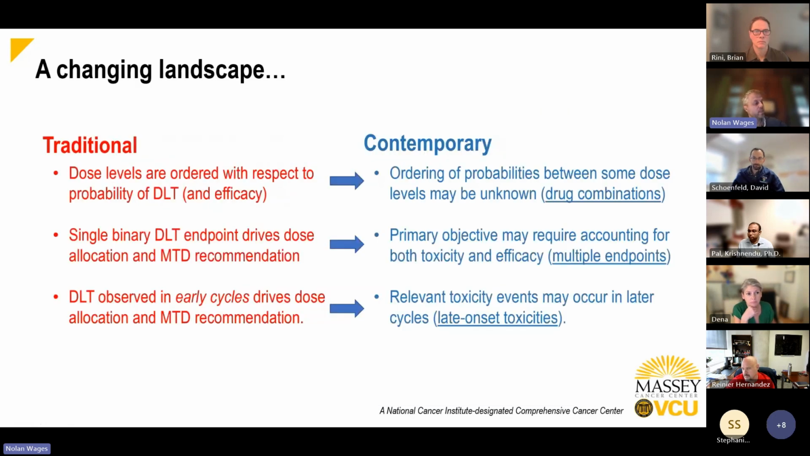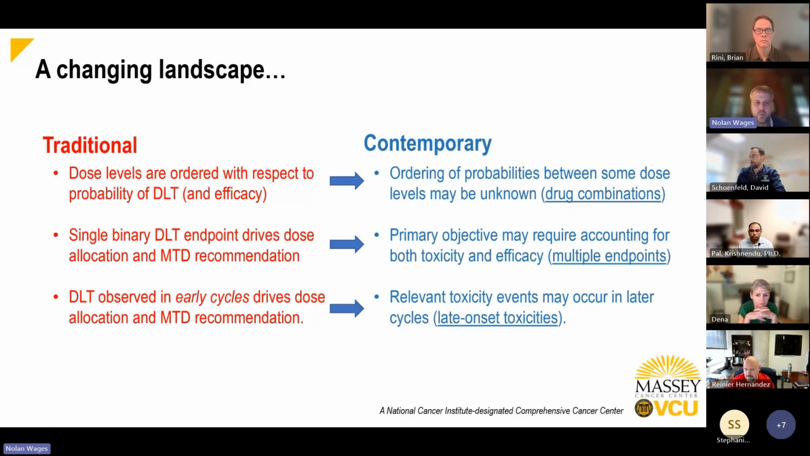So I'm going to use the last few minutes to talk about more complex settings very briefly. On the left side of this slide, we have a traditional setting that we've talked about already, and this is defined by dose levels that are ordered with respect to the probability of DLT, and efficacy. So we saw as we increase the dose, we increase the probability of DLT, but also the probability of efficacy. So we're going to relax that assumption and talk about drug combination studies.